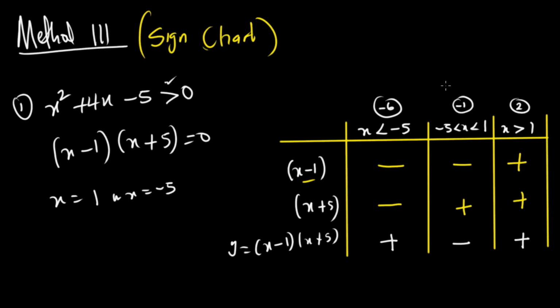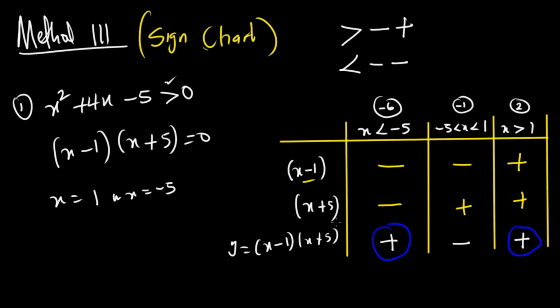Positive times positive, that is positive. So I'll now go back to my quadratic inequality and look at the sign that is attached to it. In this case, it is greater than. So whenever you have greater than, we have to consider positive. And if you have less than, we consider negative. So in this case, I simply look for the products that are positive. So I have this and I have this to be positive.